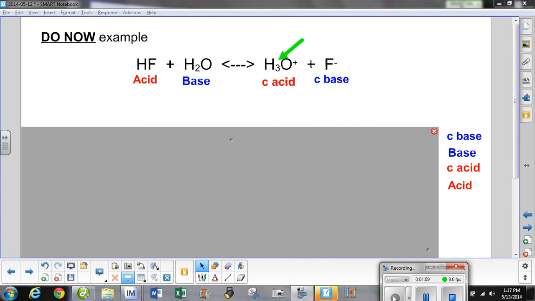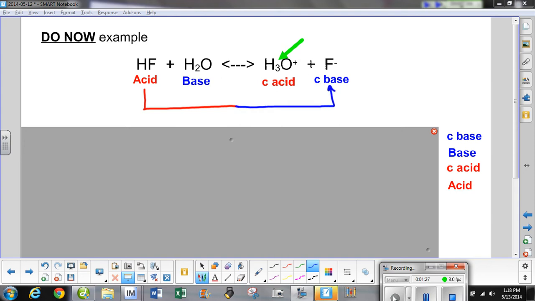After that, we need to draw the line. So the acid is going to become what? The C acid or the C base? C base. All right. So C base is over here, and we need to connect those. So the base becomes the C acid, and so on the other side, it looks like that.